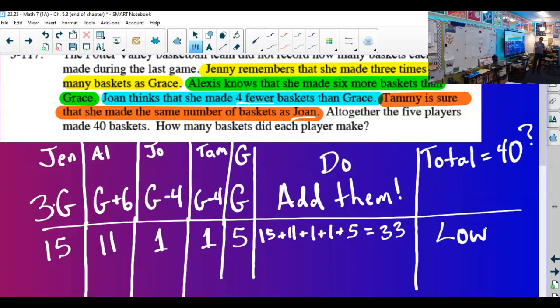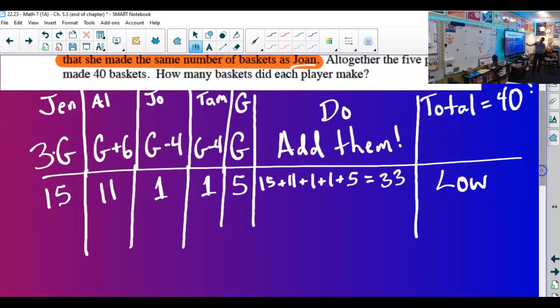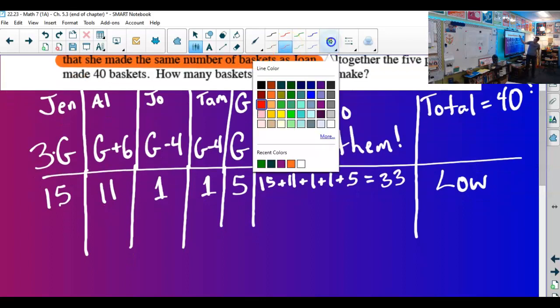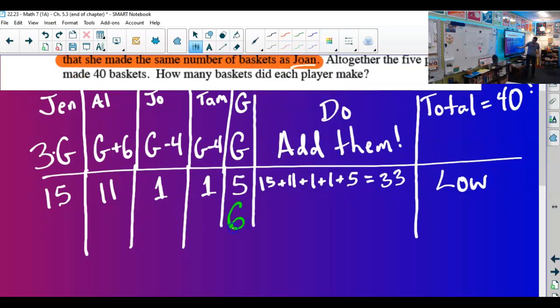Take a moment. If you haven't gotten it yet, try whatever number you think would work next. I heard a couple people say just try 6 next. So sure, I'll go ahead and try 6 next. No, 7.